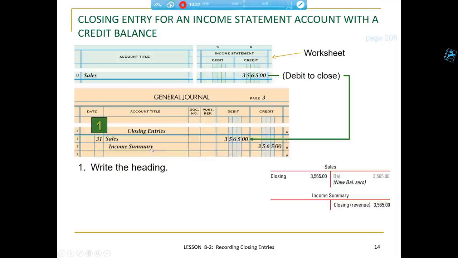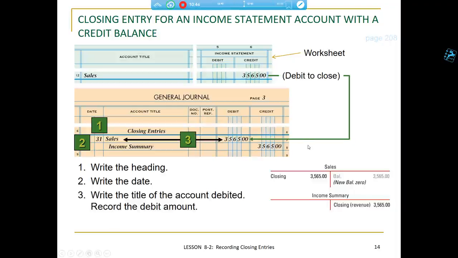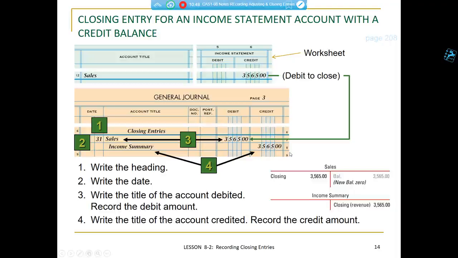So now, where is the balance of the sales? It's in the income summary account. We've just basically transferred it to the income summary account through this journal entry. So we write the heading, we write the date, we write the account title for the debit, and we write the amount, and then we write the account title for the credit and the amount. Typical journal entry.